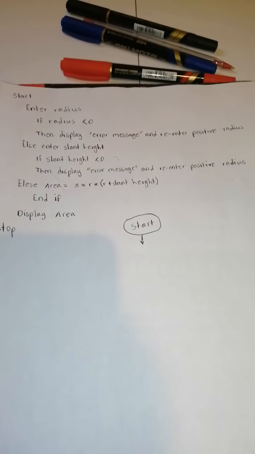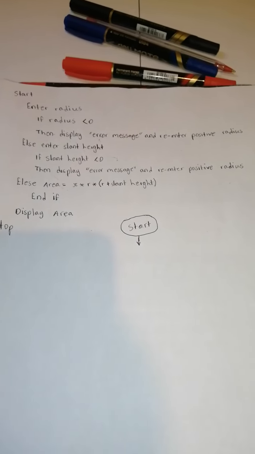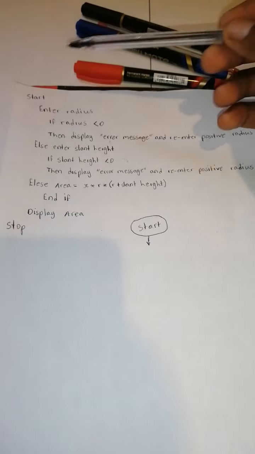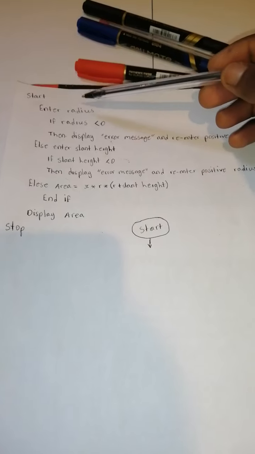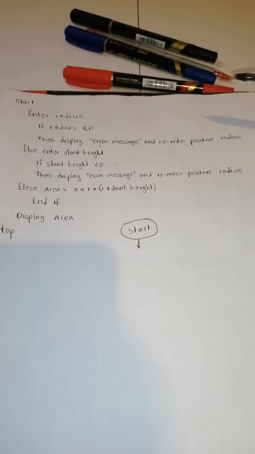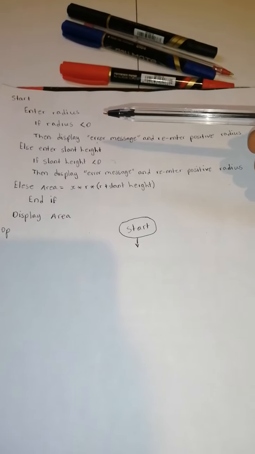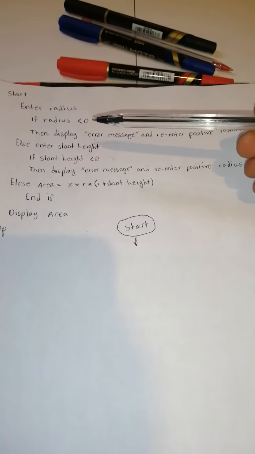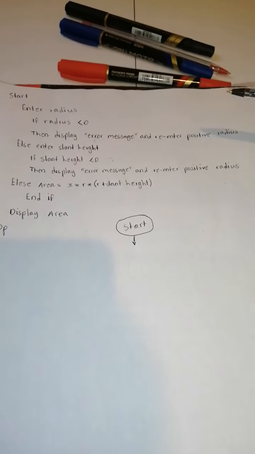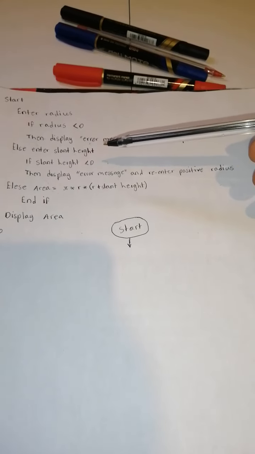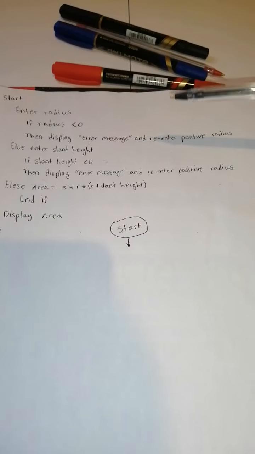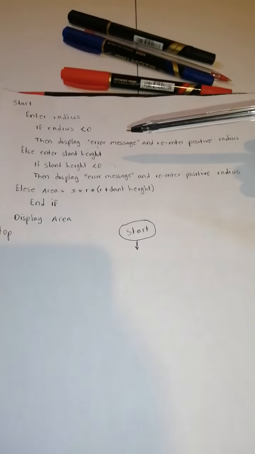So here we have been given a pseudocode and then we have been asked to write the corresponding flowchart. Here the first step we have start, enter radius. If radius is less than 0, then display error message and enter positive radius. Else enter slant height. If slant height is less than 0, then display error message and enter positive radius. Else area is equal to pi times r times open bracket r plus slant height close bracket, and display area, and then we have stop like that.